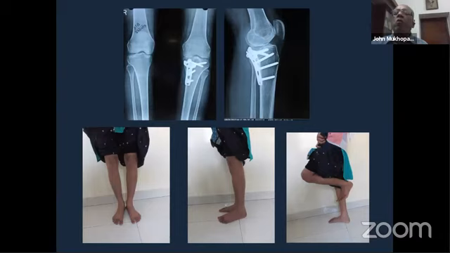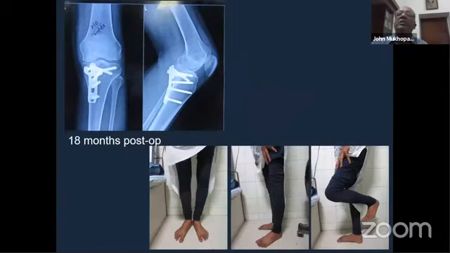This is her at follow-up at about 18 months. Again, she's doing well. You can see how she's maintaining a joint line and a good range of motion.